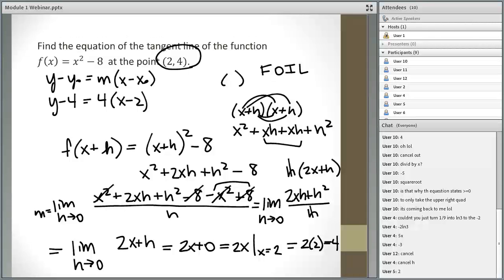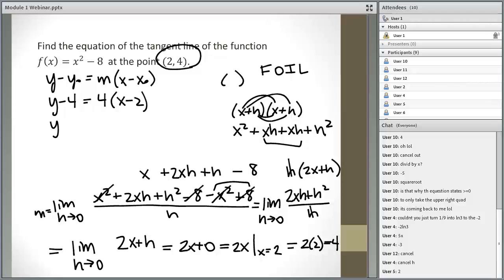And typically, it's not required, but what you would typically be asked to do is to get this as y equals mx plus b. So if I have y minus 4, and I distribute the 4, I get 4x minus 8. When I distribute that 4 all the way through, I can add this 4 over to the right side. So I get y equals 4x minus 4.